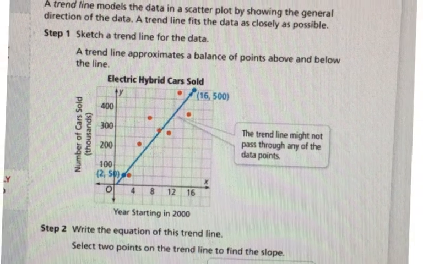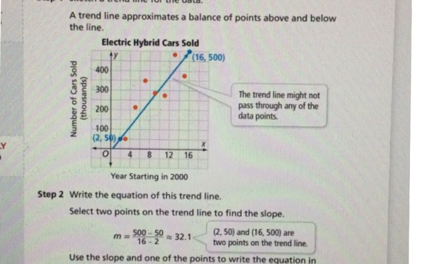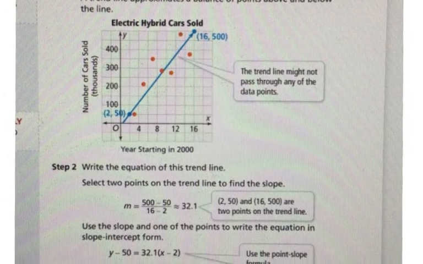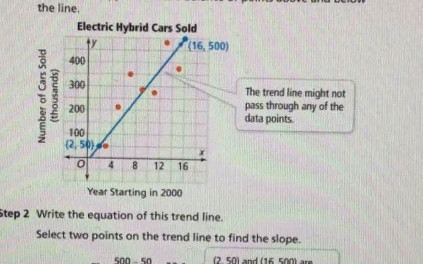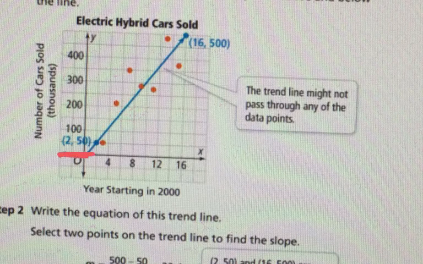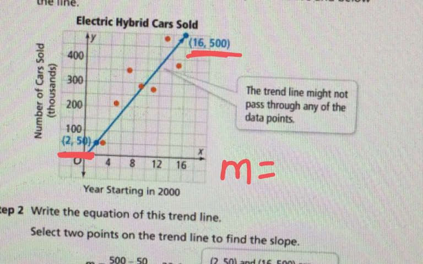Now, once we find our trend line, to write the equation, we're going to have to use what's called point slope form. So, as you can see, look at this line. This line goes through 2 points. It goes through 250 and 16,500. Does everybody see those 2 points on our line? So, when we have 2 points, we are able to find the slope between those 2 points.